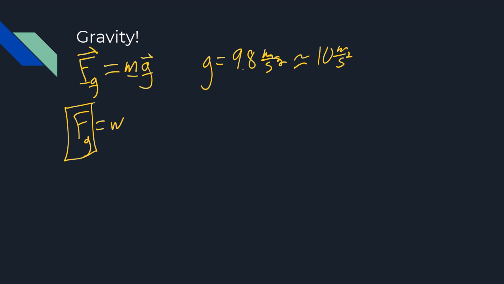Now, know that this value for g at 9.8 meters per second squared only applies to the Earth. If I went to the moon, I would get a different value for g. If I went to Mars, I would also get a different value for g. It depends upon what planet or moon or sun that I am being attracted towards.